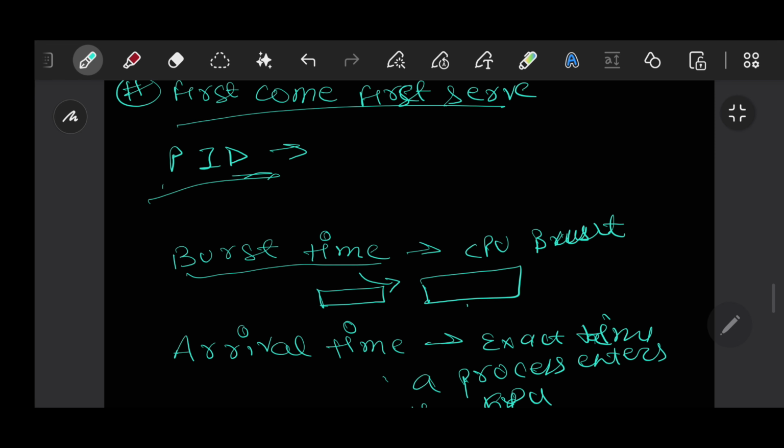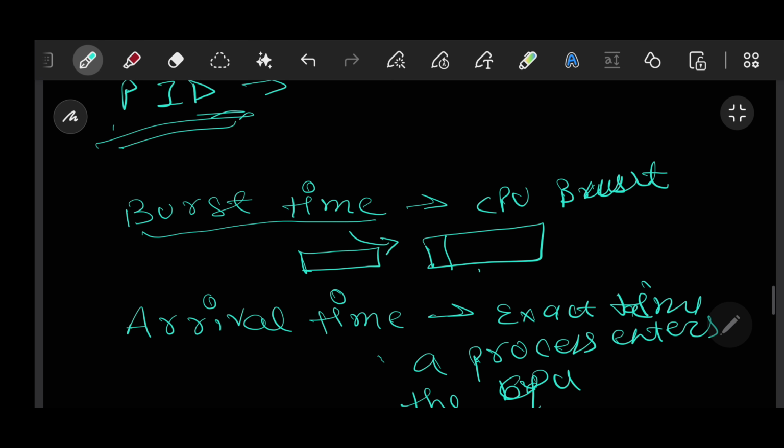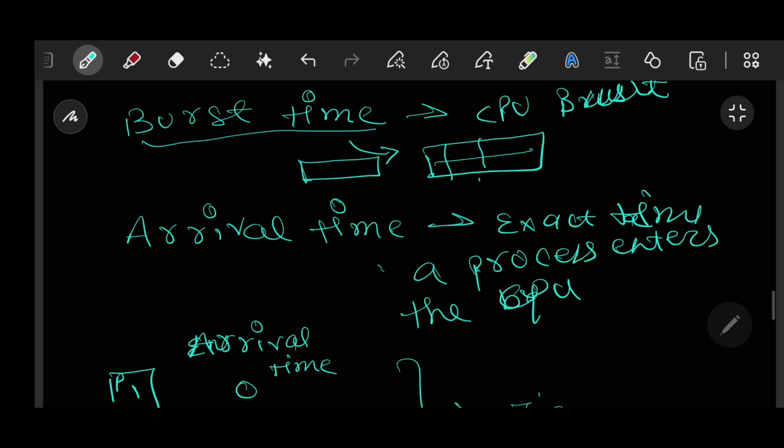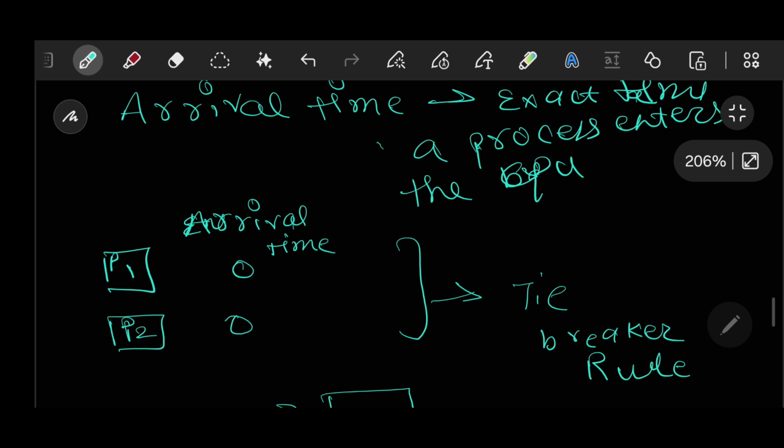So we understood what PID is, basically how the operating system identifies different processes. Burst time is how much time a process gets in the CPU. Arrival time is when the process enters the CPU.